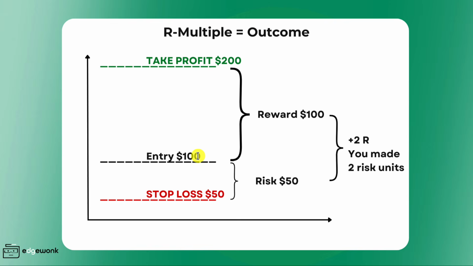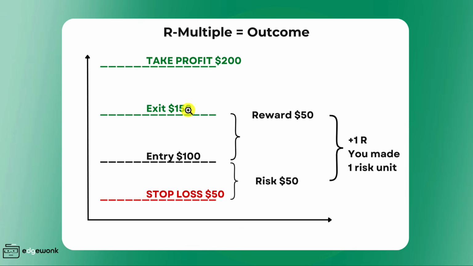Let's assume in the first example, the price goes from your entry to your take profit. You make $100 and you make 2 times your risk, right? Reward is 100, your risk unit is 50. In R multiple, you would say you made 2R because you made 2 risk units. Now let's assume you exit the trade halfway at 150. Your reward is now 50. Your risk unit hasn't changed. It's still 50. So now you made exactly 1 risk unit, plus 1R.